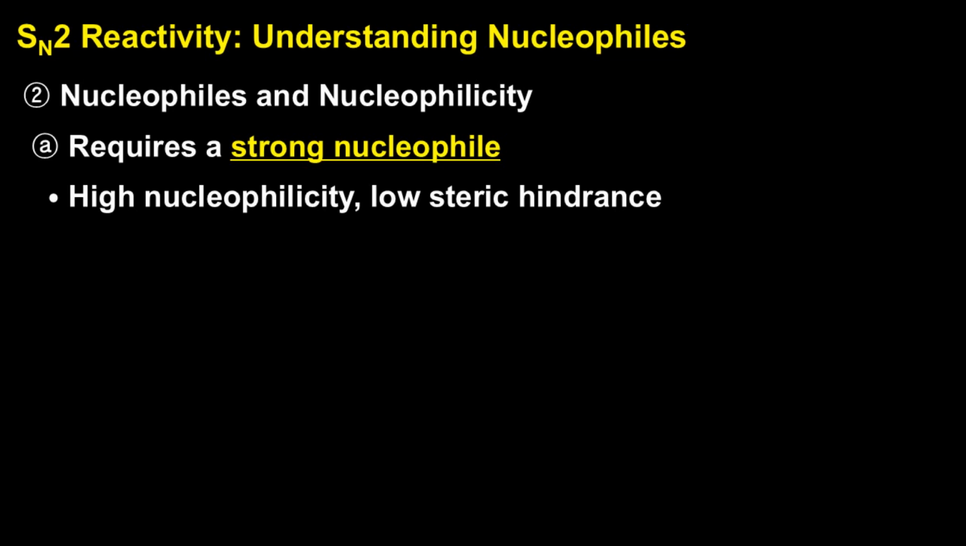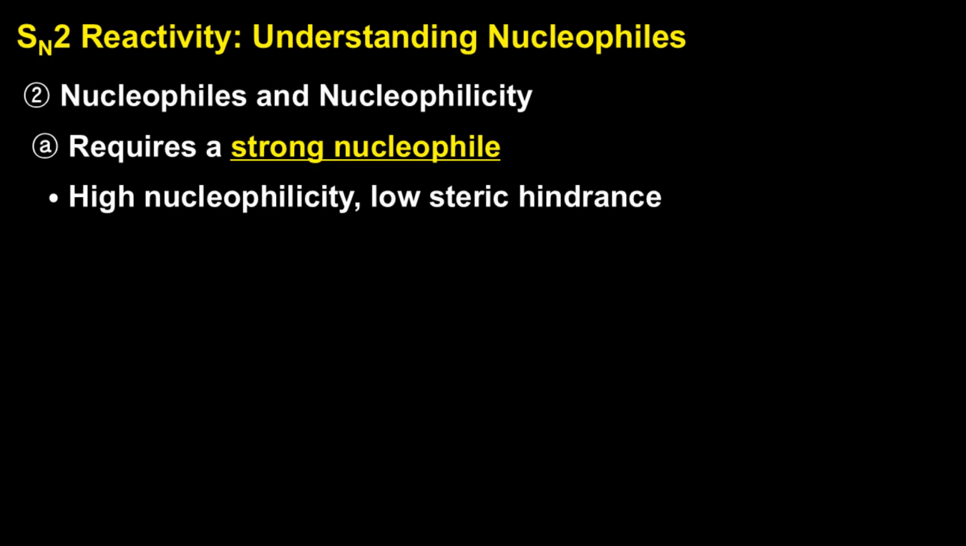But here's the catch. It also has to be small. If the nucleophile is too bulky, it has trouble reaching the carbon. That slows down substitution, and it might push the reaction toward elimination instead. So the big question is, what actually makes a nucleophile strong?